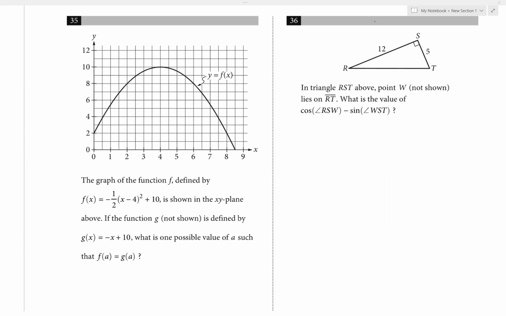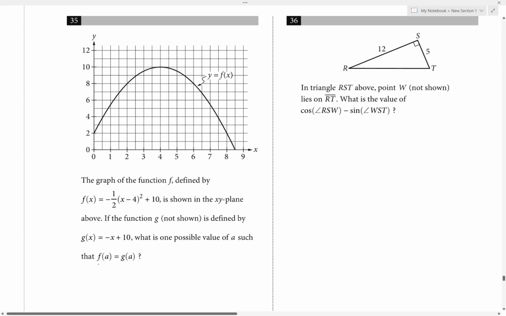Okay, so what we have here is that they give us a graph, and this is for the f of x function. This is the equation, so they already give us a graph, so we don't have to worry about graphing this. And they said we have another function, g of x is -x plus 10. And then what's one possible value of a such that f of a equals g of a?